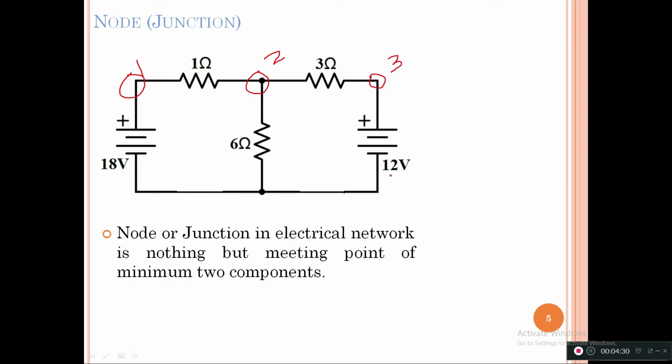Okay. Is there any other node present? Apart from these 3 nodes, yes, there is a reference node, also known as the ground node, which is also present in this particular electrical network. This node is connecting the 18 volt battery, 6 ohm resistance and 12 volt battery. This reference node is generally ignored when we analyze the circuit through KCL or when we do the nodal analysis.